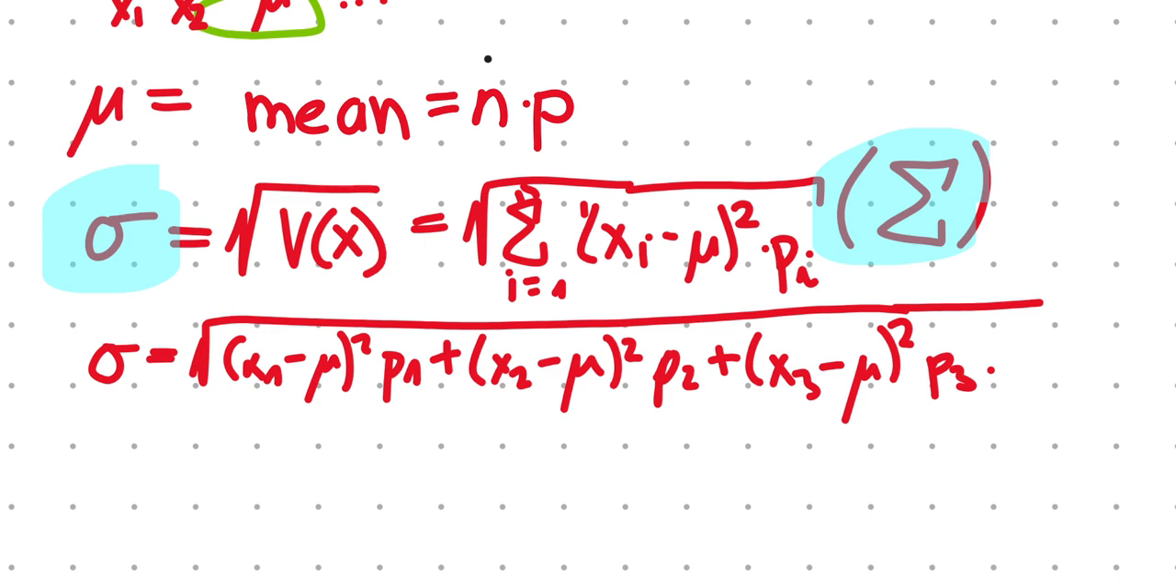To calculate the standard deviation, we take the variance and its square root, which would be x1 minus mu squared times p1 plus x2 minus mu squared times p2, and so on and so forth.